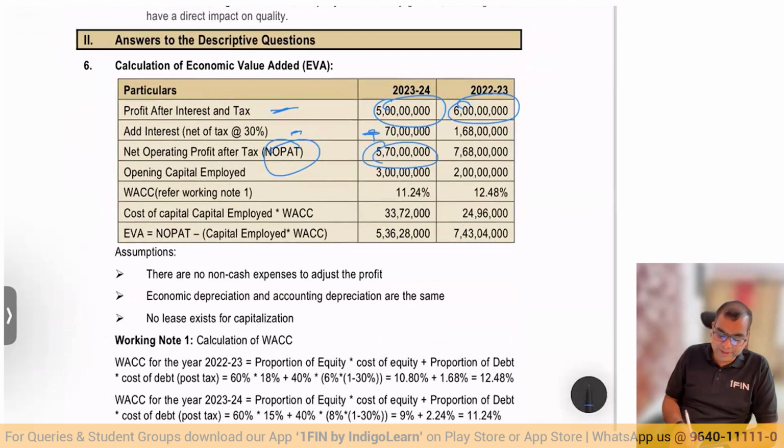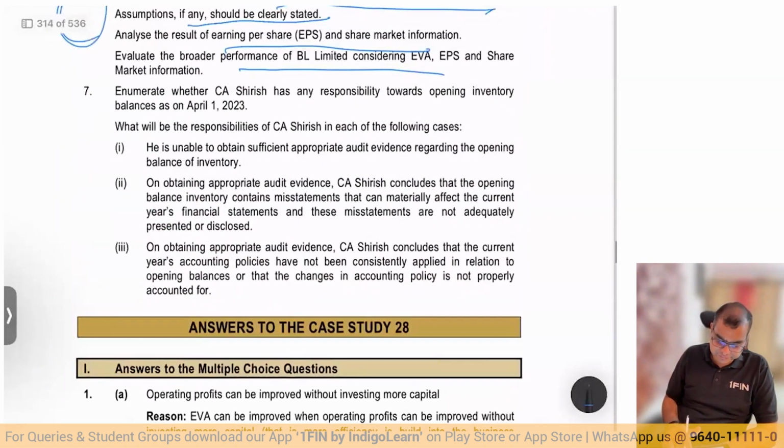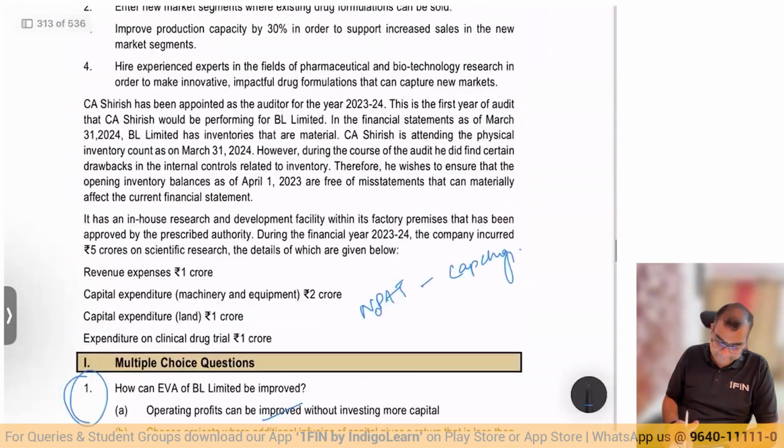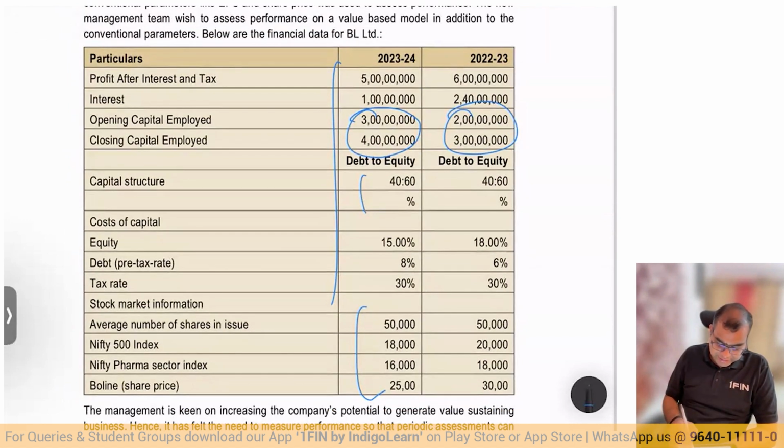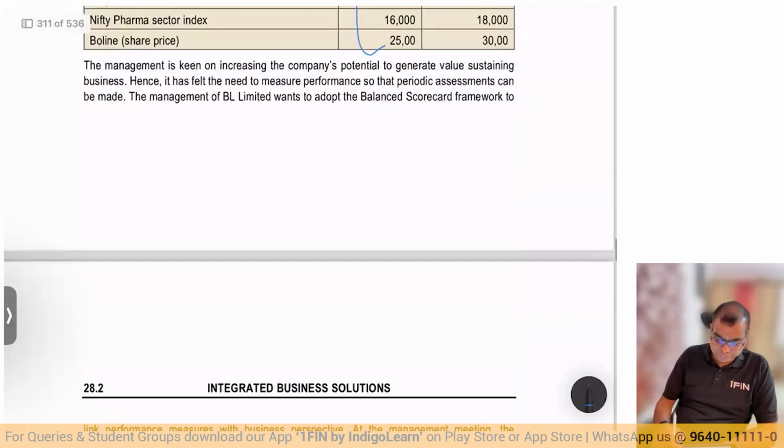Now, what is operating capital? Operating capital they've given here. Okay, operating capital is opening and closing. You can take average 3 and 4, 3.5, 2 and 3, 2.5. Okay, cost of capital, equity, debt, and tax rate. These are also they've given. So you know how to compute WACC. WACC is 40-60. You can take WACC as 40 into 15% plus 60 into 8% into 1 minus 30%. So you can compute it like that. We will see that thing.